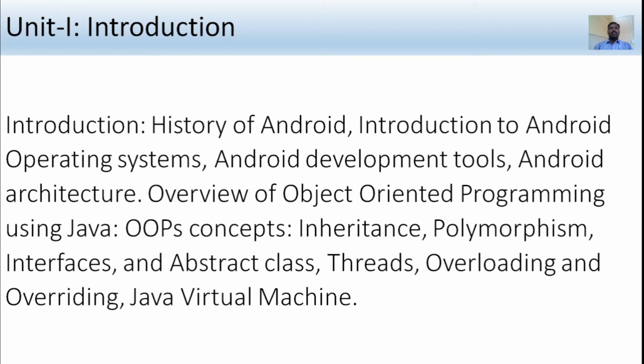The first unit is Introduction. In this unit, you have to study the history of Android, introduction to the Android operating system, Android development tools, Android architecture, overview of object-oriented programming using Java, object-oriented concepts, inheritance, polymorphism, interfaces and abstract class, threads, overloading and overriding, and the Java virtual machine. So this is the first unit syllabus.